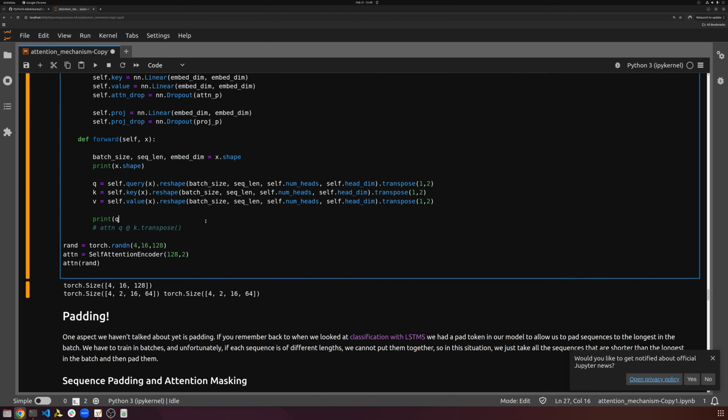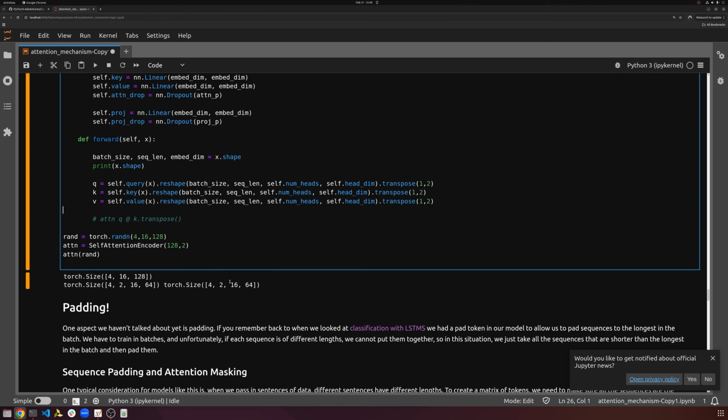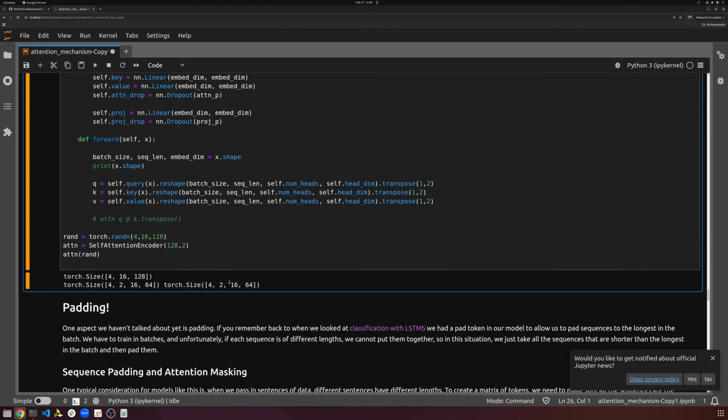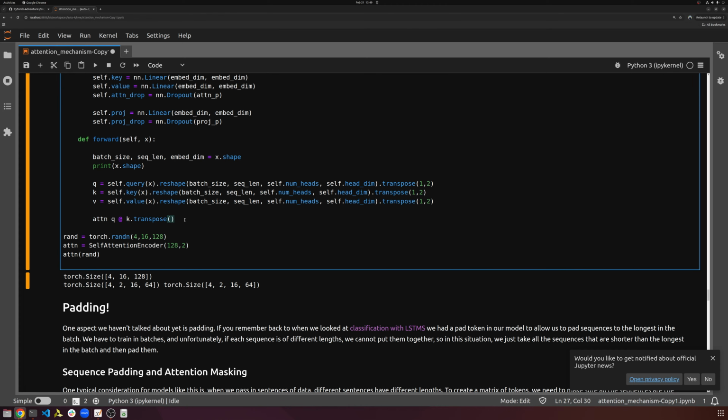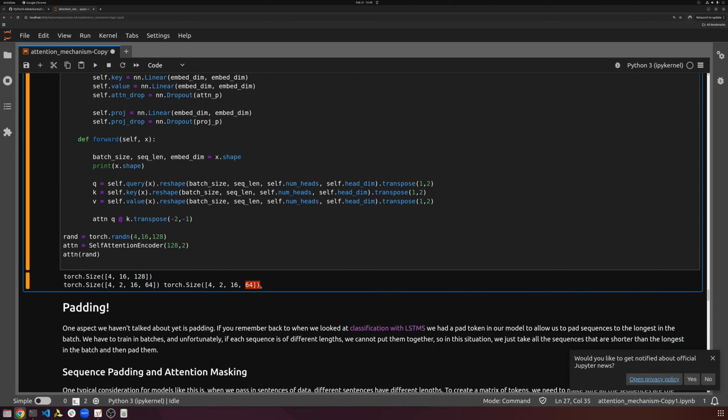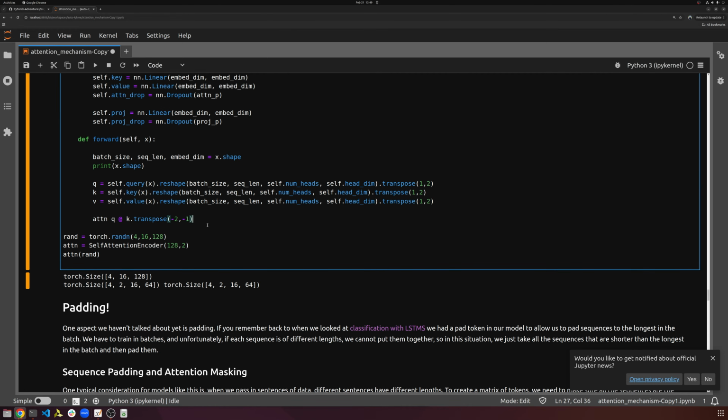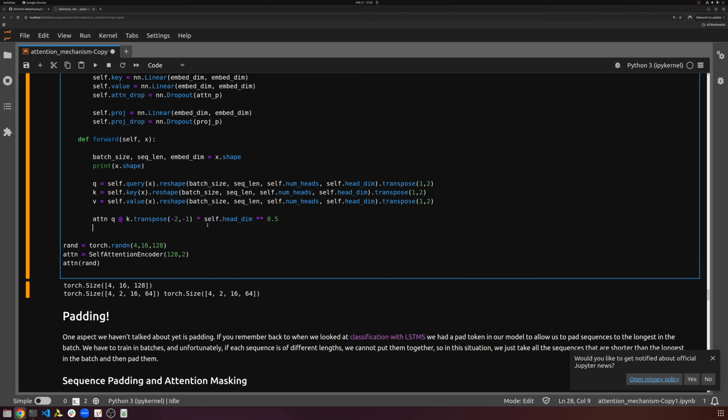So we're going to do K.transpose, and what do we want to transpose? We're going to transpose these last two dimensions. So 0, 1, we're going to transpose 2 and 3, or -2, -1, however you want to write it. So we can do transpose(-2, -1). The -2 is this dimension, -1 is this dimension. We're going to transpose those, and we're going to multiply it by self.head_dim to the power 0.5, right? Square root, just like before.